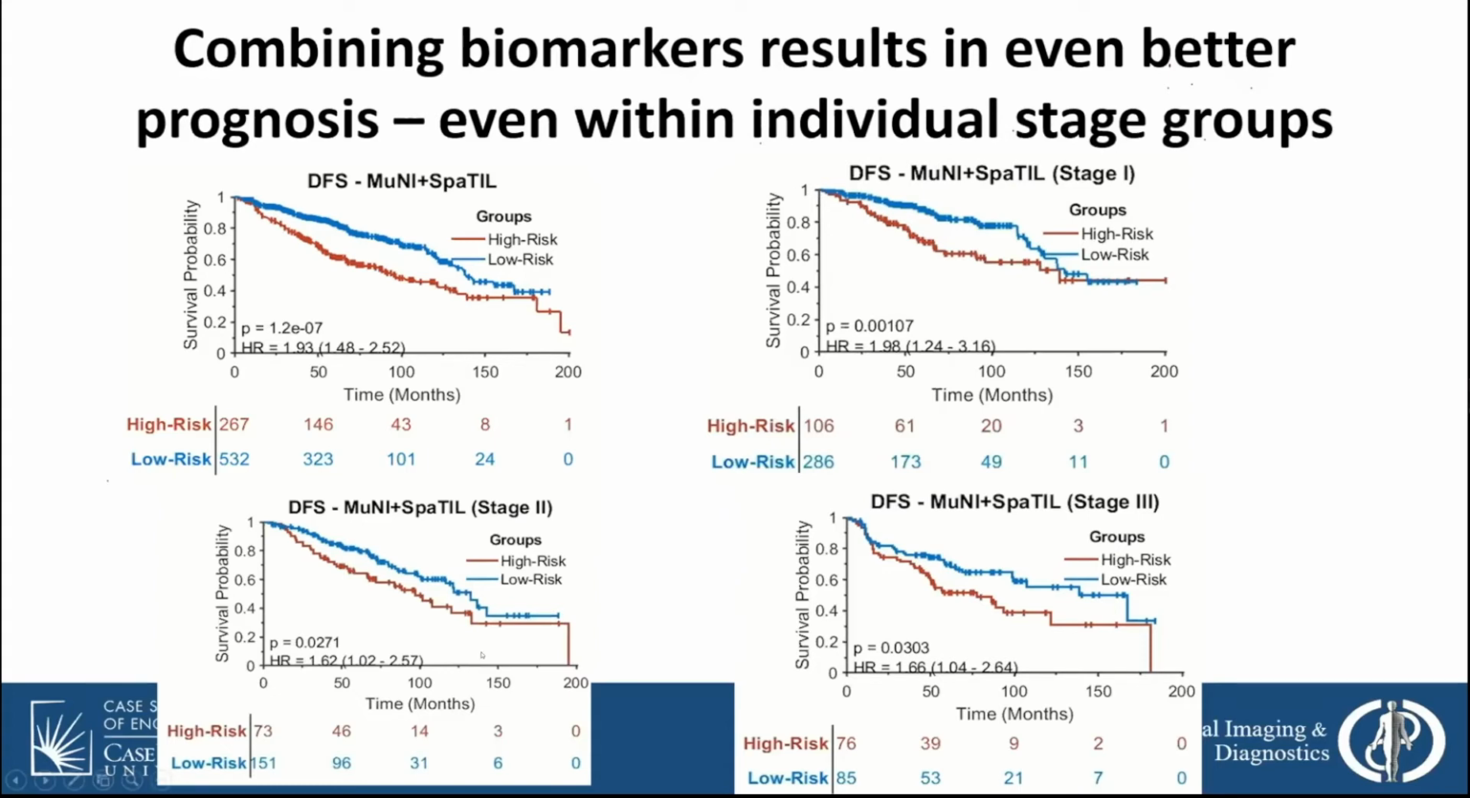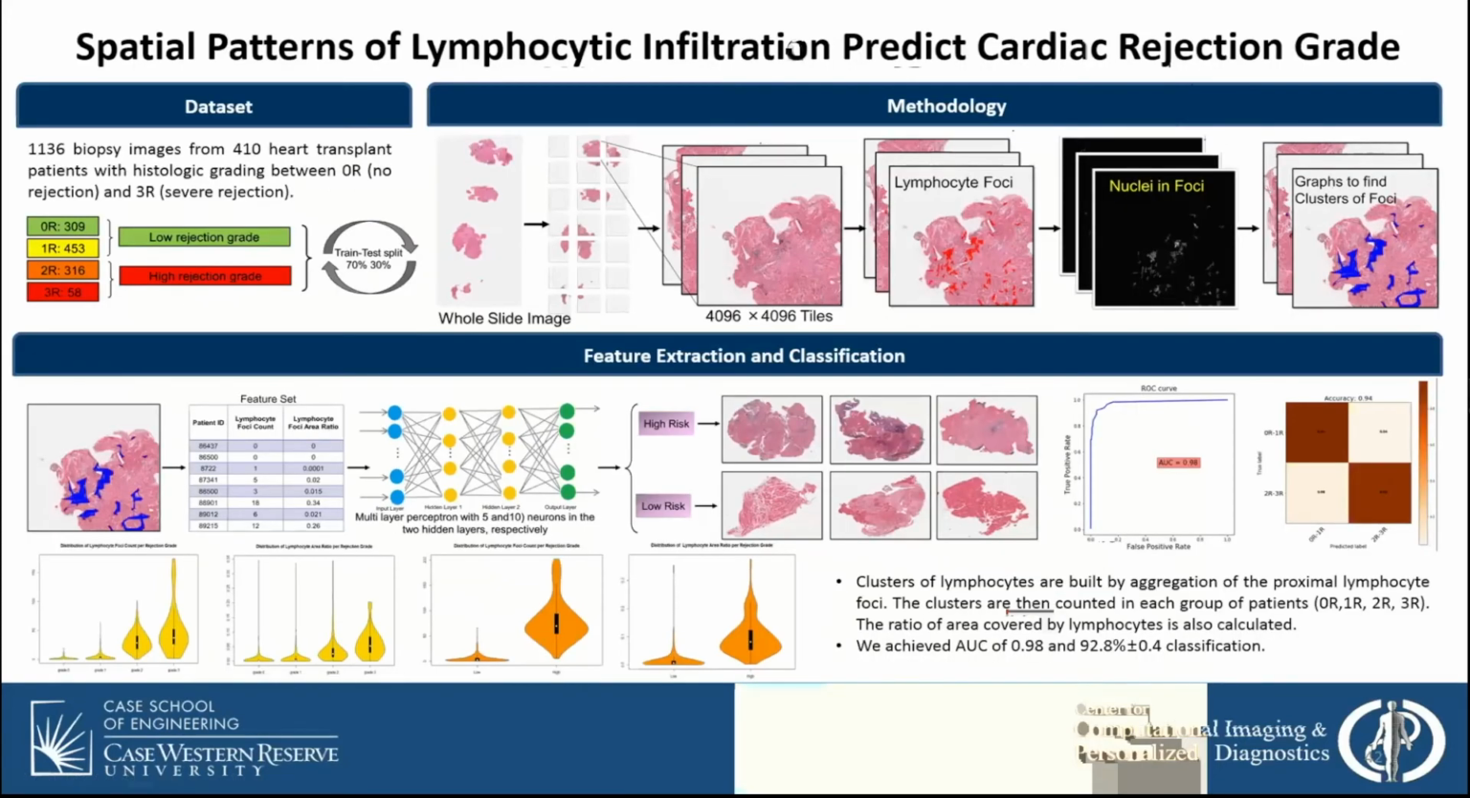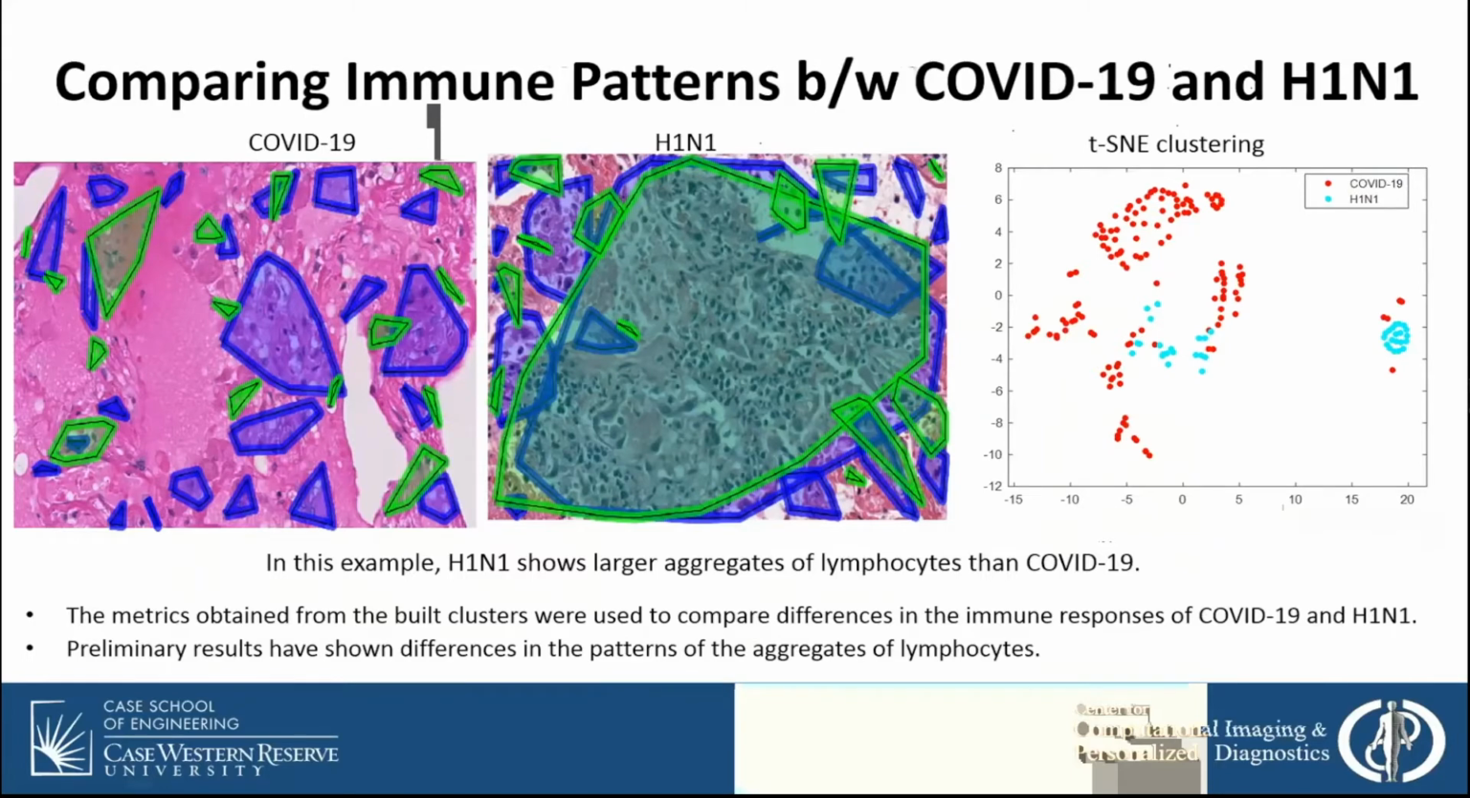On the other hand, being able to identify a subset of patients who do relatively well in stage 2 means that they could potentially be candidates for de-escalation of therapy. Skip over this in the interest of time.